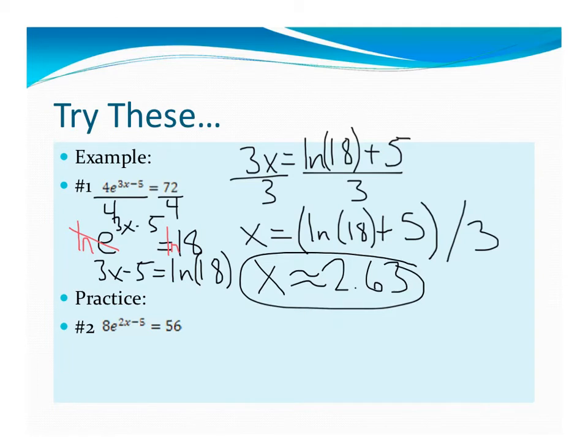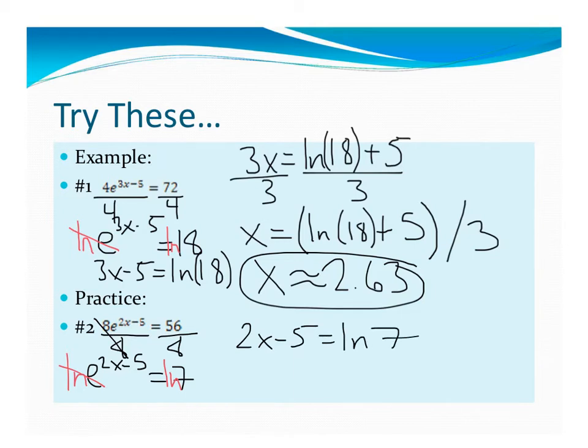Alrighty, for this one, same idea, but this time I'm going to divide by 8 because I want to get rid of that 8 in front of the e, and I'm left with e raised to the 2x minus 5 equals 7. Now I'm going to do the natural log of both sides just like last time. Boom. I'm left with 2x minus 5 equals the natural log of 7. So much fun. I'm going to add 5 to both sides, so I'm going to have 2x equals the natural log of 7 plus 5.